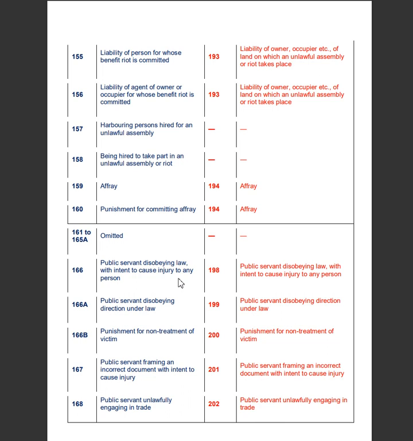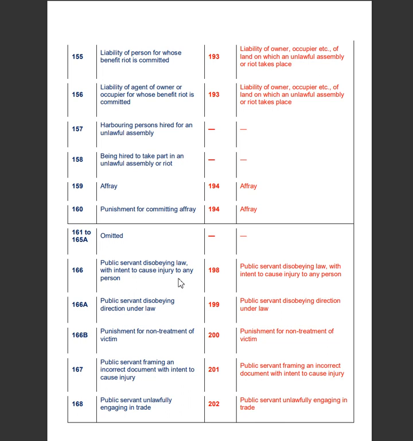Section 159 of the IPC deals with affray, whereas Section 194 of the BNS deals with affray. Section 160 of the IPC deals with punishment for committing affray, whereas Section 194 of the BNS deals with affray. Sections 161 to 165A were omitted in the IPC.